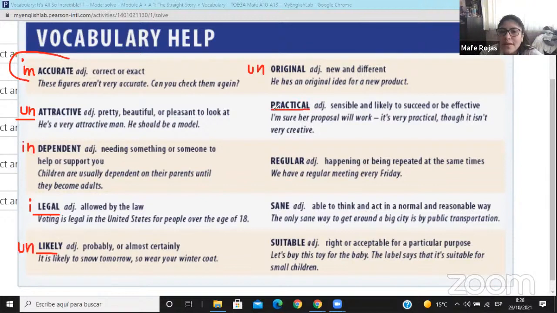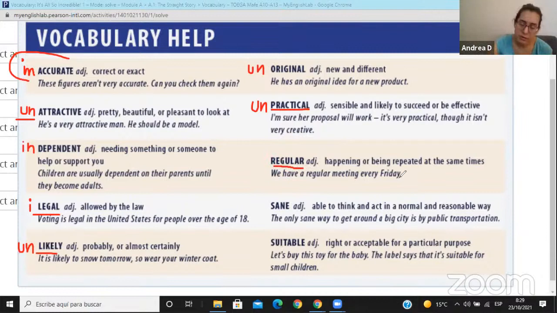Now practical is something maybe effective, something very practical. And the opposite, unpractical. Yes, it's the same as in Spanish. So it's something practical. And the opposite is unpractical, something that's not very possible. We have regular.